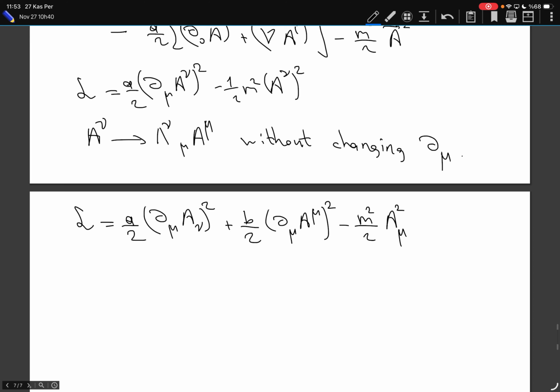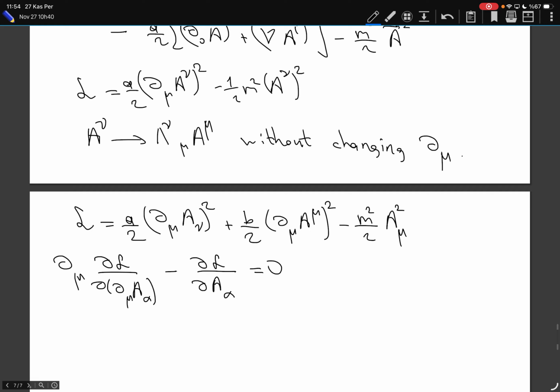Now let me write down the equations of motion. The equations of motion I can derive from del mu, derivative of the Lagrangian with respect to del mu A alpha, minus derivative of the Lagrangian with respect to A alpha. This should be equal to 0. I'm just writing the equation of motion for A alpha.